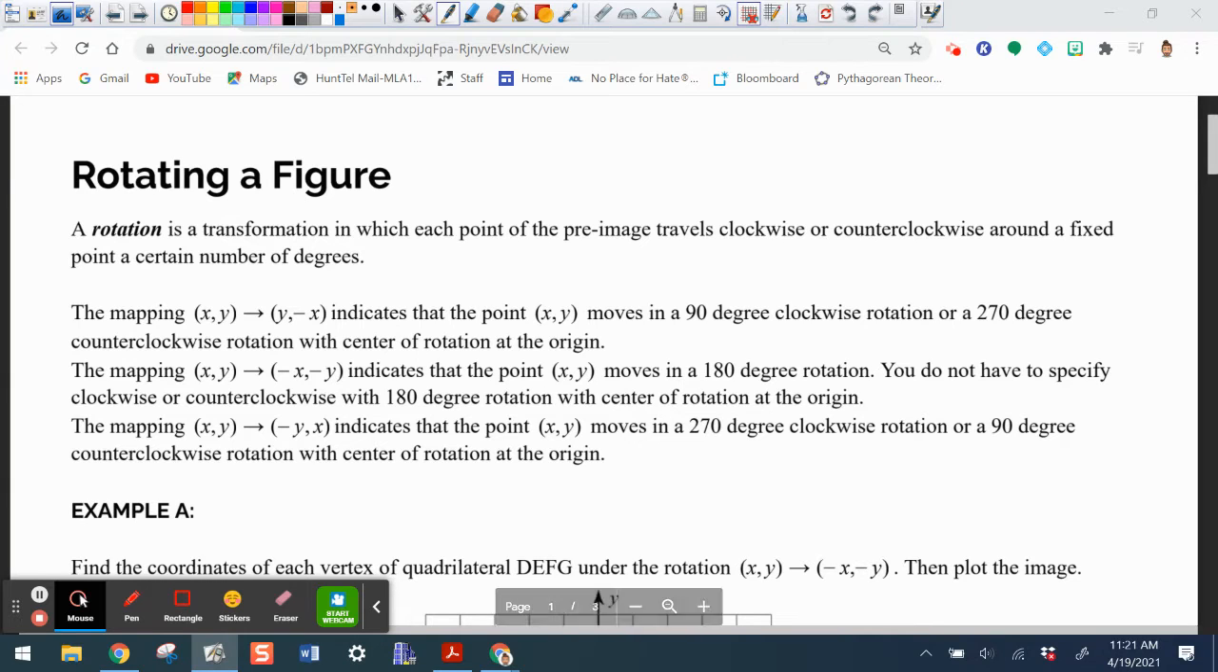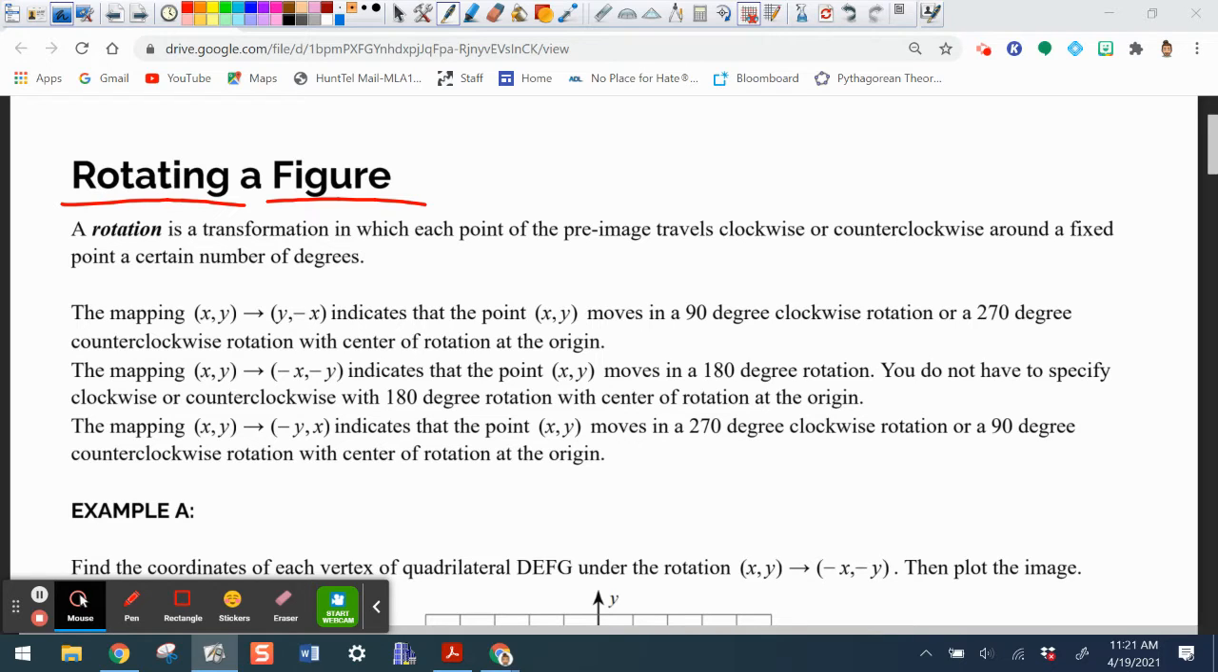Well, hello and welcome to skill lesson 14, rotating a figure. By and large, one of the more complicated transformations there are, but keep in mind a rotation is a transformation that does not change size or shape. It is a rigid motion. So when we graph these images, we should see the same size and shape of our pre-image.